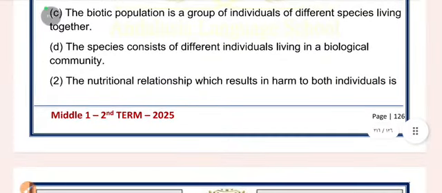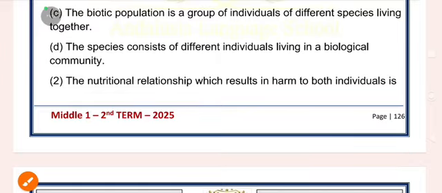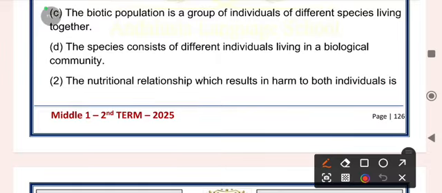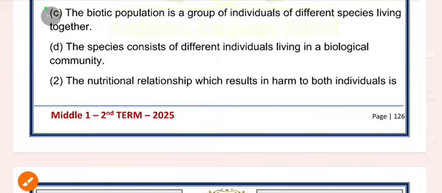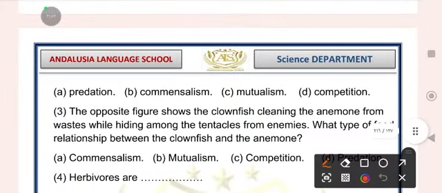Number two. The relationship which results in the harm of both individuals, both of them are harmed, is competition. This is the correct answer, D.